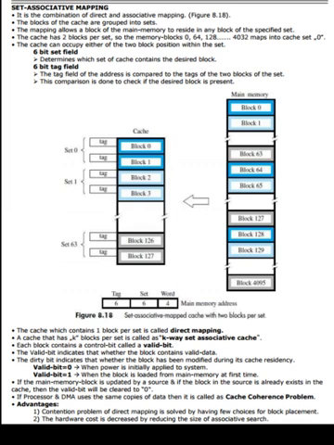6-bit set field determines which set of the cache contains the desired block. 6-bit tag field: the tag field of the address is compared to the tags of the 2 blocks of the set. This comparison is done to check if the desired block is present. The cache which contains 1 block per set is called direct mapping. The cache that has k blocks per set is called a k-way set associative cache.